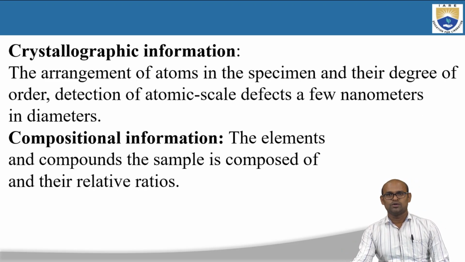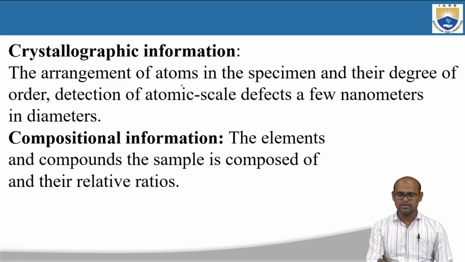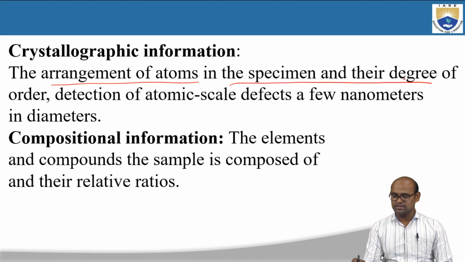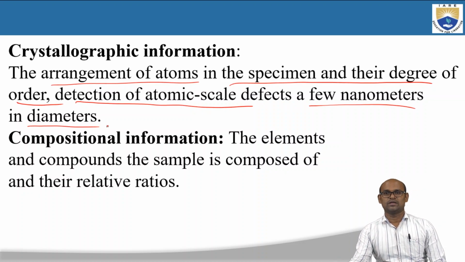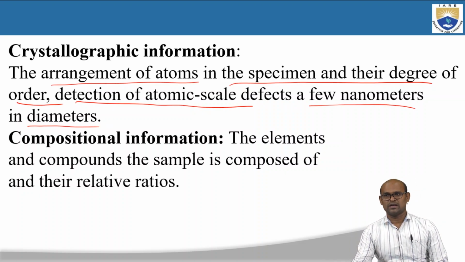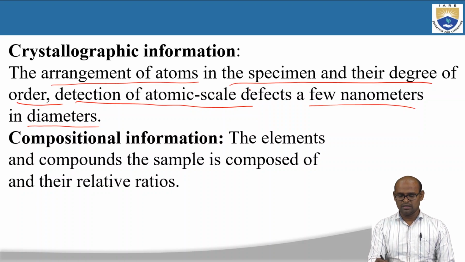Crystallographic information. Using this transmission electron microscope, we can also look at the crystallographic information: the arrangement of atoms in the specimen and their degrees of order, and the detection of atomic scale defects for a few nanometers in diameter. So we can look at how the atoms are ordered in any nanomaterial up to that atomic scale. We can also look at the atomic scale defects for a few nanometers in diameter.